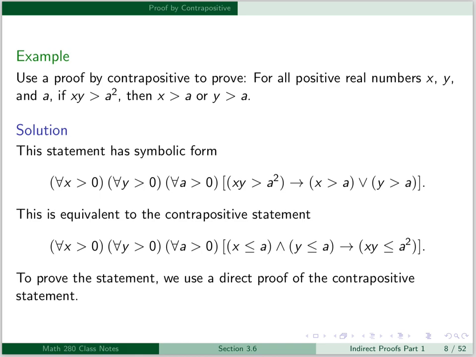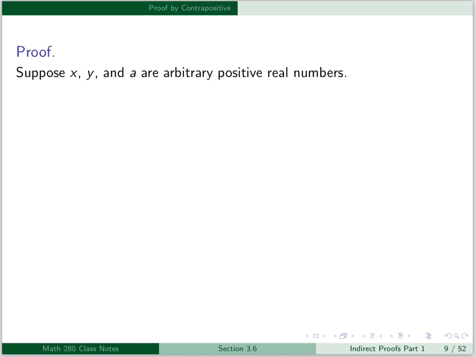This is equivalent to the contrapositive statement: for all x, y, and a greater than 0, x is less than or equal to a and y is less than or equal to a implies xy is less than or equal to a squared. So now to prove the statement, we use a direct proof of this contrapositive statement. For our first step, we specify our variables.